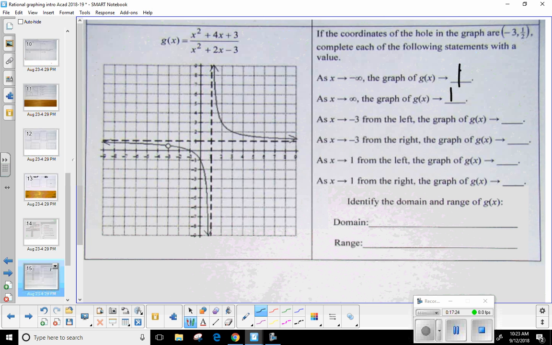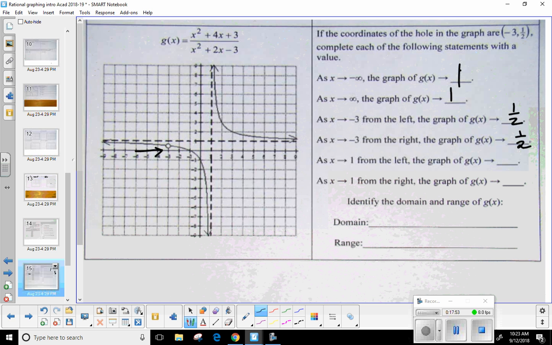We're still approaching the same value. Now, negative 3 is my hole. As we approach negative 3 from the left, what does g approach? The 1/2. Just like we said, even though the function is not defined at negative 3, the limit will still exist. We are approaching that y value, so it's going to be 1/2. The same from the other side: as x approaches negative 3 from the right, g will still approach 1/2.